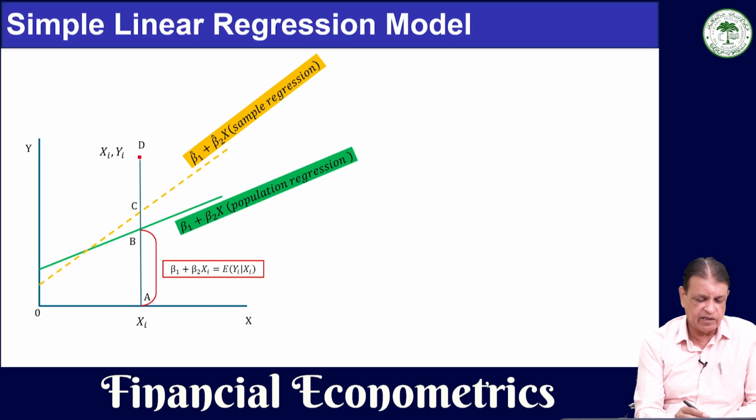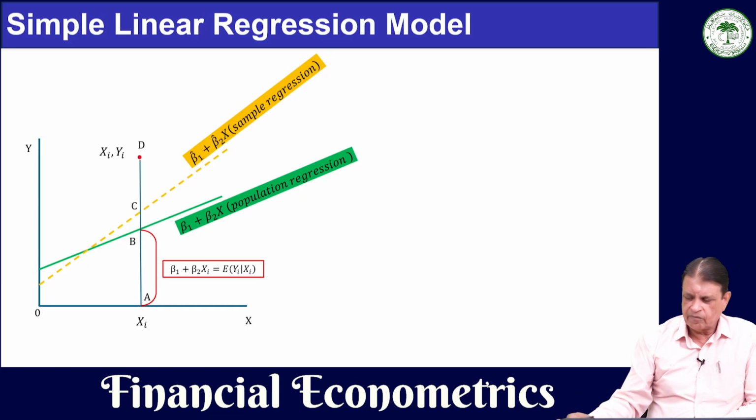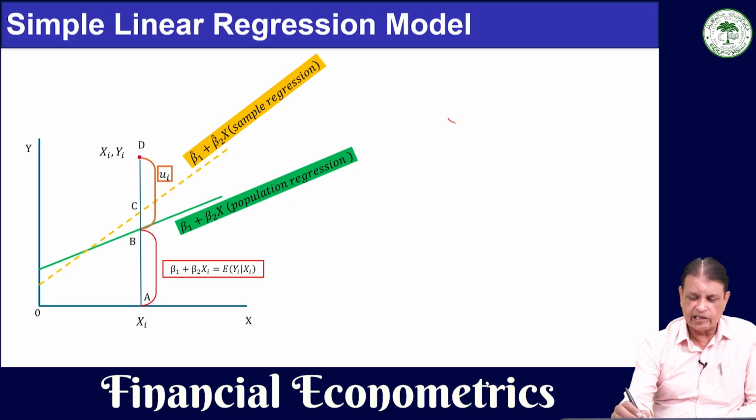This is the population regression function. This beta 1 plus beta 2 xi is the conditional mean of y associated with the value of x, the systematic part in the population regression function. Now this is the actual value of y that is associated with this value of x. If this is the actual value, then the difference between this and this will be the ui. That is what we write in the population regression function.